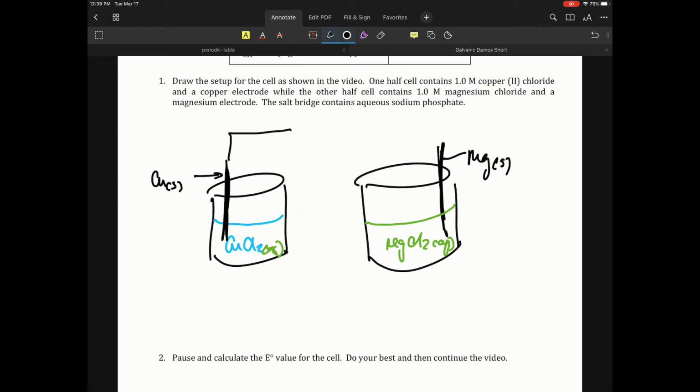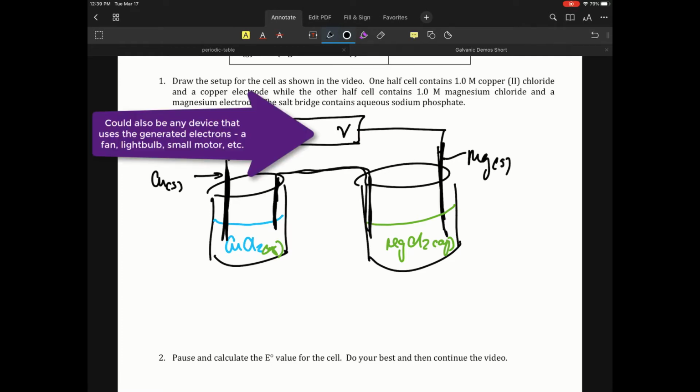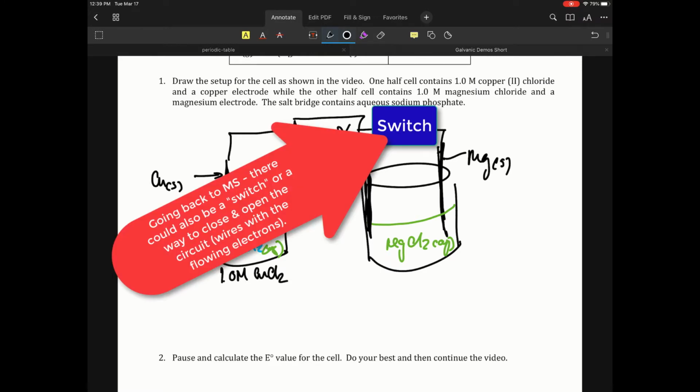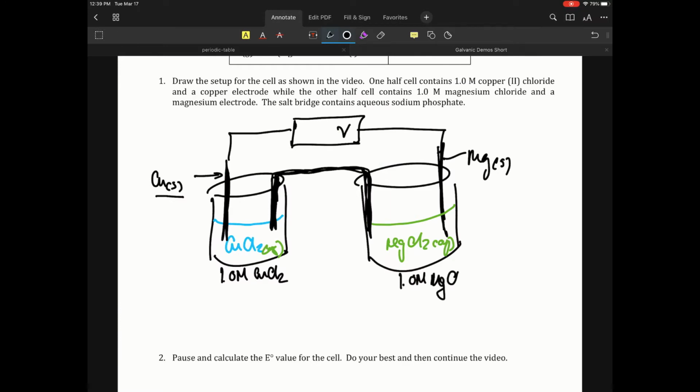And then in terms of what else there was, we have our voltmeter. We also had our very simple salt bridge. And if we look, it says our half cell contains 1 molar copper chloride. So we have 1 molar CuCl2 and our copper electrode. And here we have our 1 molar MgCl2 and our magnesium electrode. The salt bridge contains sodium phosphate. All right, so that's our cell as doodled.